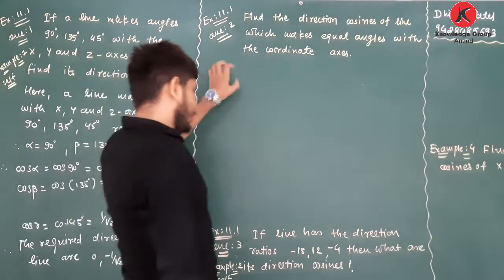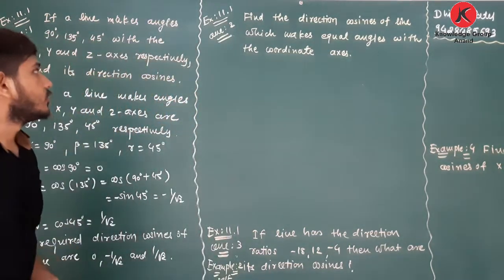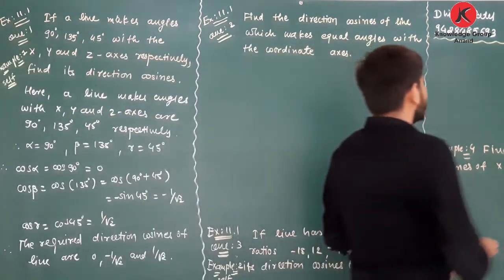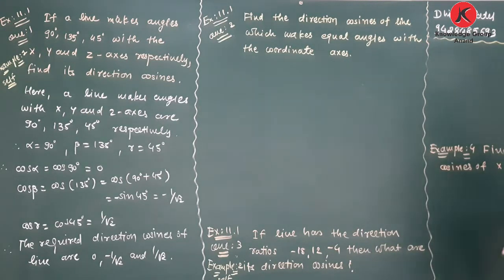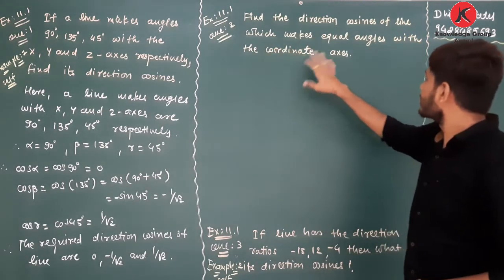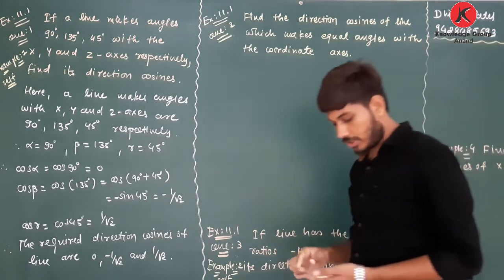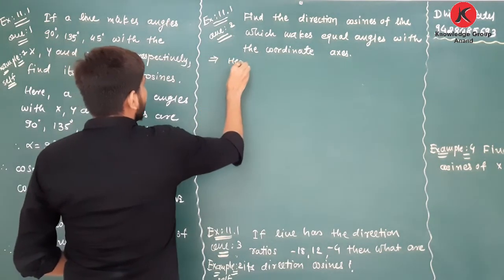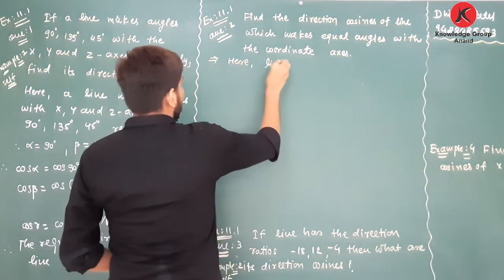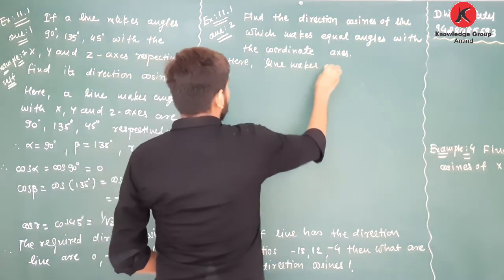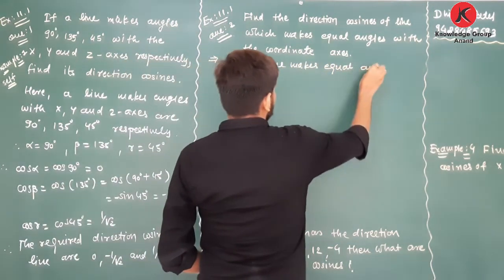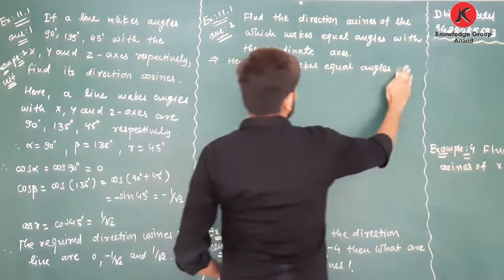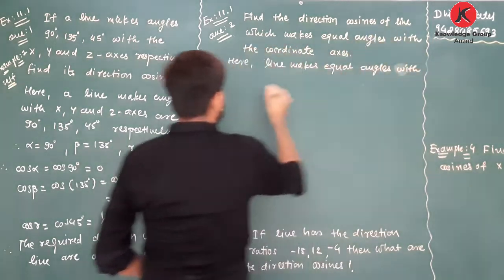Now see the next question, exercise 11.1, question number 2: find the direction cosines of a line which makes equal angles with the coordinate axes. Here the line makes equal angles with the coordinate axes.